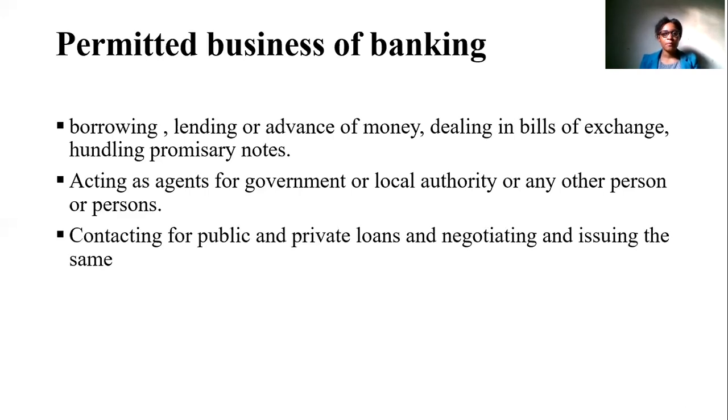Then also contracting for public and private loans and negotiating and issuing the same. Banks are permitted to contract for public and private loans, and also they are permitted to negotiate and issue the loans. When a customer, for instance a company, is a customer to the bank, they can get a loan from the bank. The bank can issue a loan to their customer because they're permitted to do that.